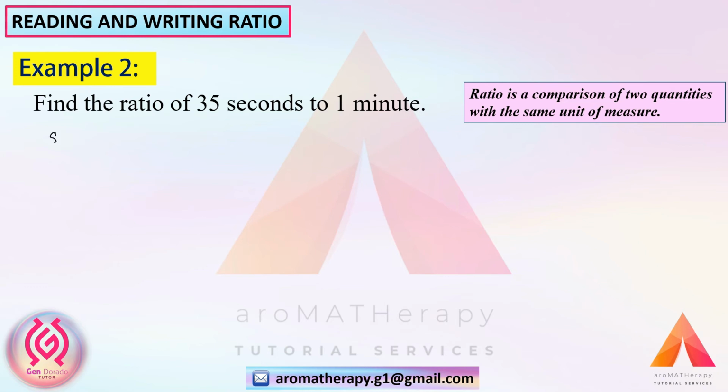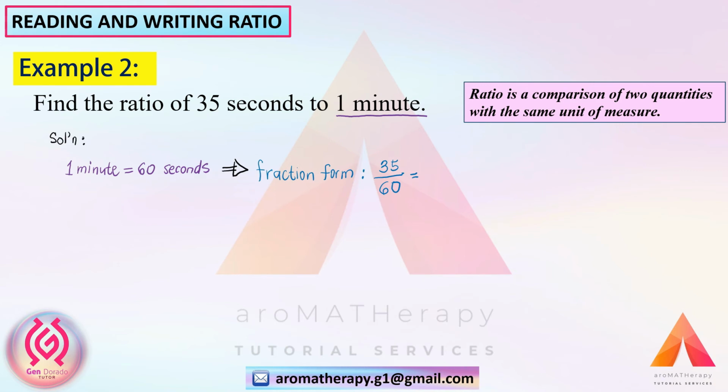So let's try. 1 minute is equal to 60 seconds. So therefore, we have 35 seconds over 60 seconds. Let's do the fraction form first so it is easier to solve. Okay? How would you solve this one? 35 over 60.